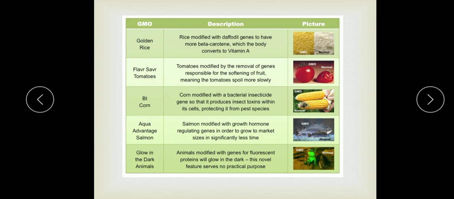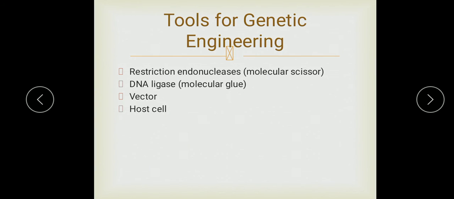Similarly, AquAdvantage salmon fish is formed with the help of genetic engineering. It is modified and some growth hormones are inserted in this fish. As a result, the growth is increased, the size is increased, and it becomes rapid. And similarly, we can also insert fluorescent protein in an organism. As a result, they will glow in the dark.